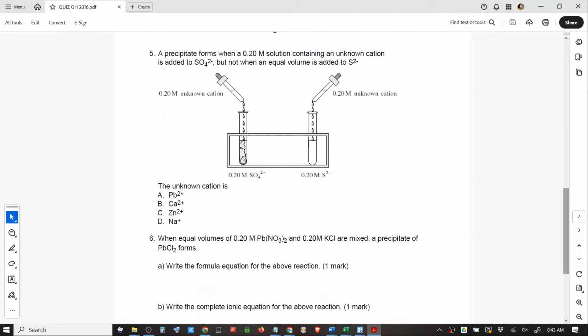This is just a really fancy way of seeing what precipitates. A precipitate forms with 0.2 molar, and again, the 0.2 is just to make sure it doesn't drop below 0.1, so you can claim that everything might dissolve. Containing an unknown cation is added to sulfate, but not when an equal volume is added to sulfide. So the question is, which one of these precipitates with sulfate, but not sulfide?